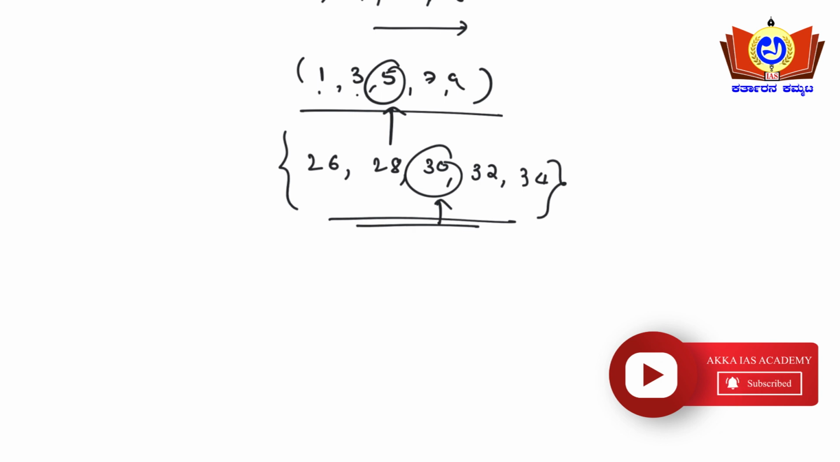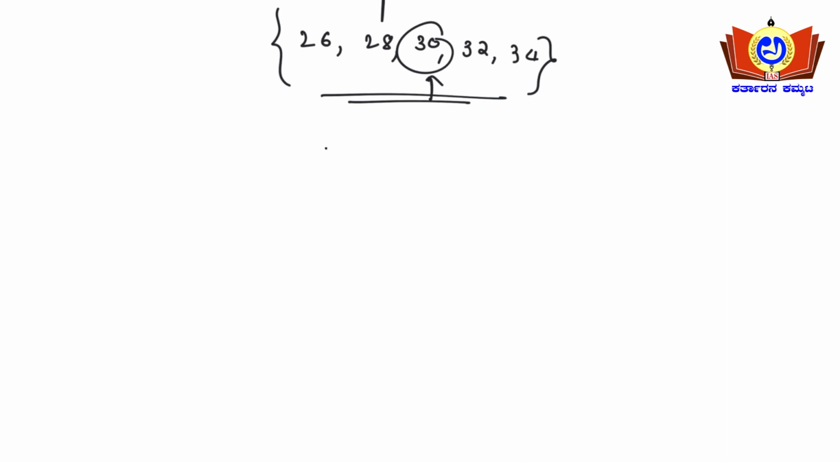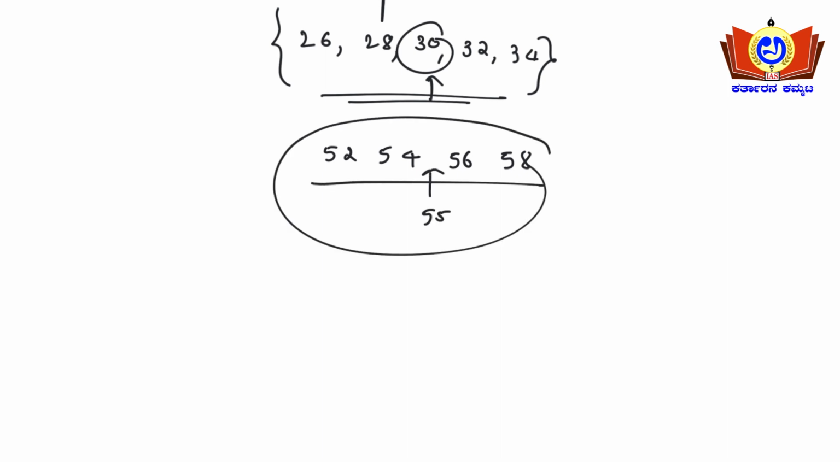Okay, say for example there are 4 numbers: 52, 54, 56, and 58. What is the middle number here? There are 4 observations, the middle number is 55. So the average will be 55 for these consecutive even numbers.